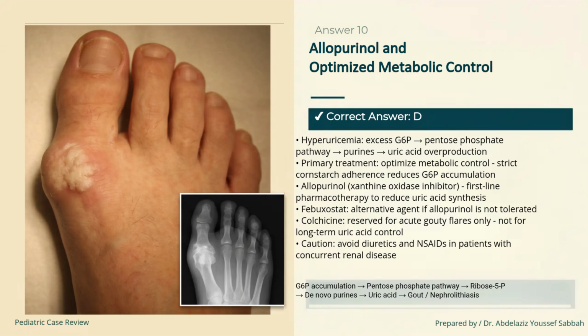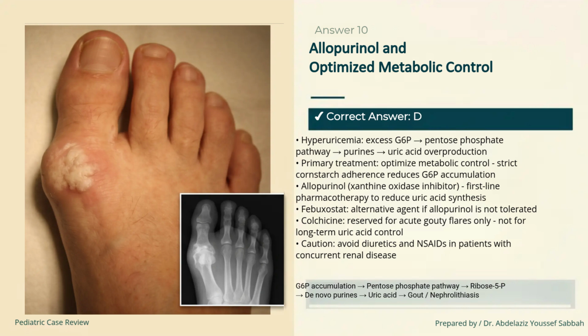The hyperuricemia here comes from excess glucose 6-phosphate driving the pentose phosphate pathway, then purine synthesis, and finally uric acid overproduction. So the primary treatment is to optimize metabolic control. Strict cornstarch adherence reduces glucose 6-phosphate accumulation at the source.